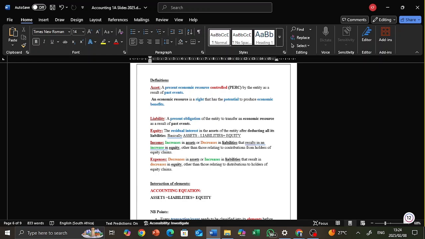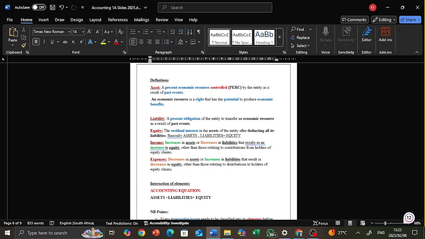So equity is the residual interest, once again, a highlighted word. Please assume that it is extremely important that you understand what the word means and how important it is to the definition. Equity is the residual interest in the assets of an entity after deducting all of its liabilities. So, what does residual interest mean?